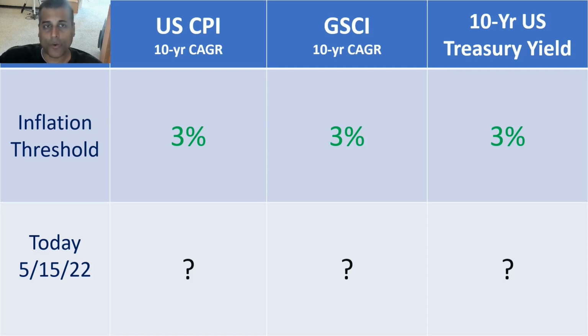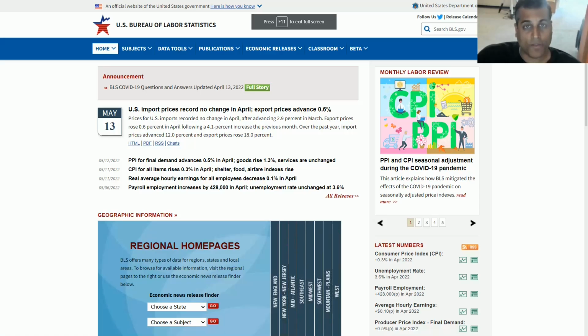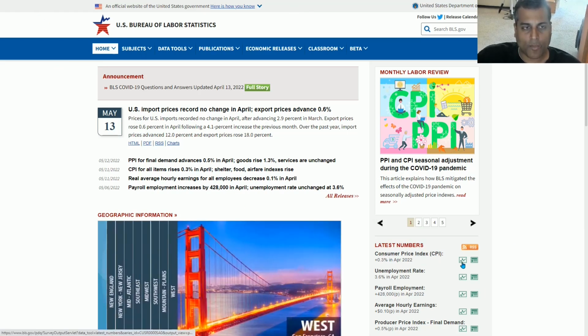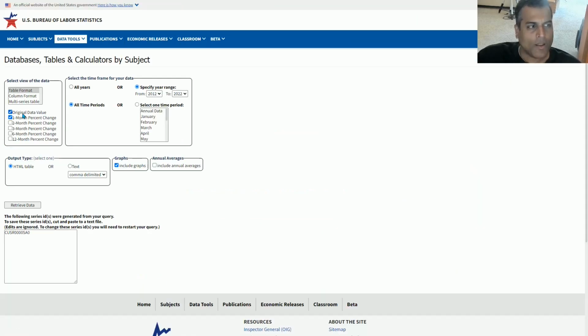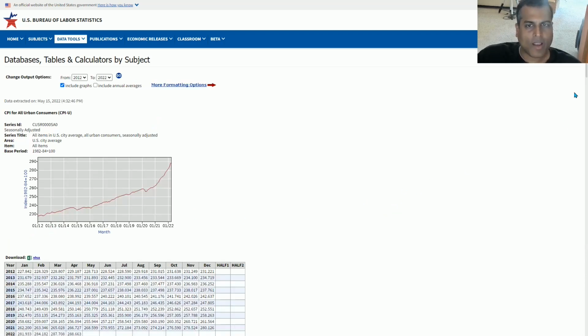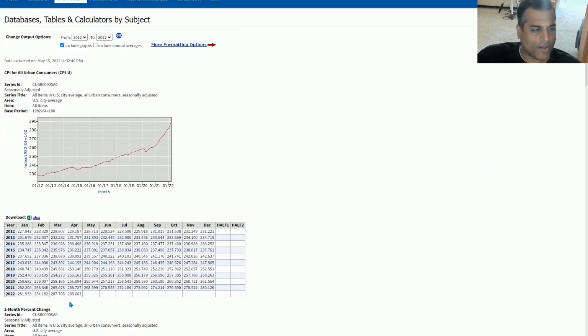So we're going to do what we do every month and go to the official sources of each of these numbers to see where things are shaking out at. Now, first for the US CPI, we go to the Bureau of Labor Statistics webpage. That's going to be in the description box below. And we go over here to Consumer Price Index. And then among more formatting options, we choose the absolute value, and then 2-month, 3-month, 6-month, and 12-month values. Retrieve data.